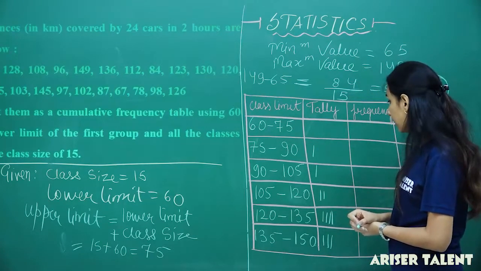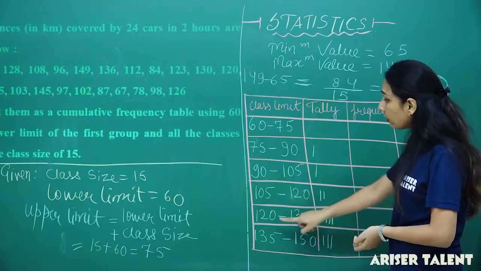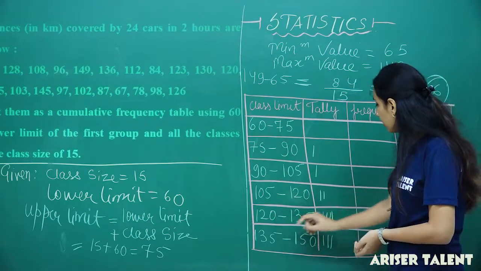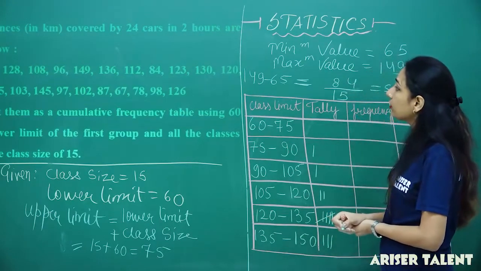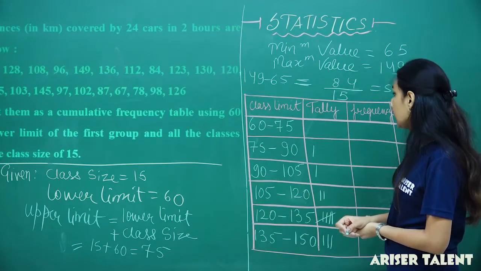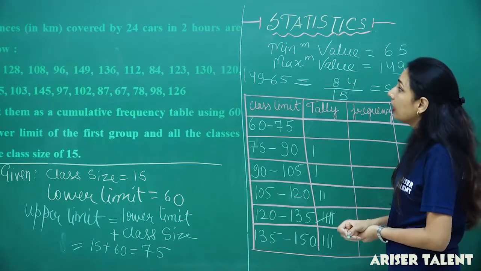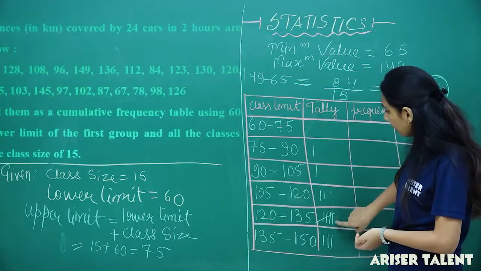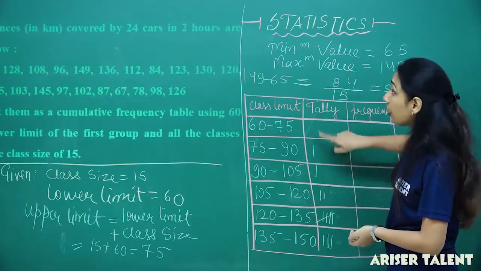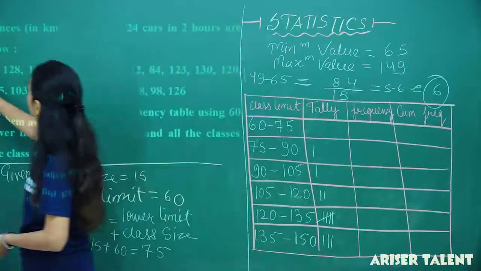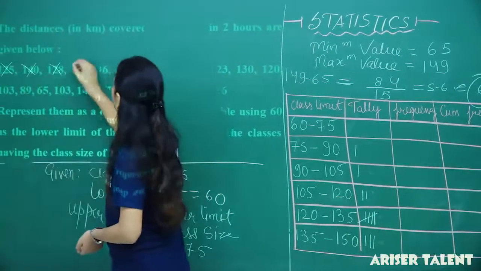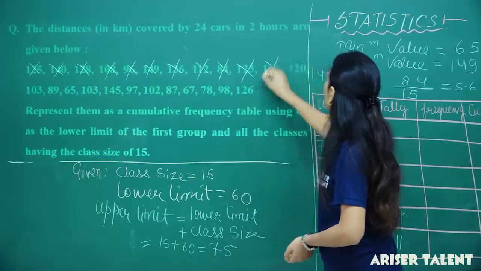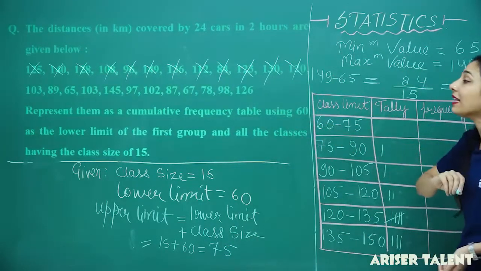Then 120. Now is 120 here or here? We don't include the upper limit here, so we'll include it here. So that will be a 5. It will cross them. So after 120, 1, 2, 3, 4, 5, 6, 7, 8, 9, 10, 11, 12. We have covered these 12 numbers.